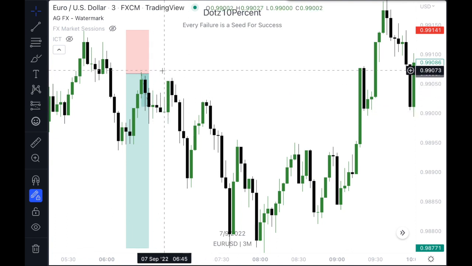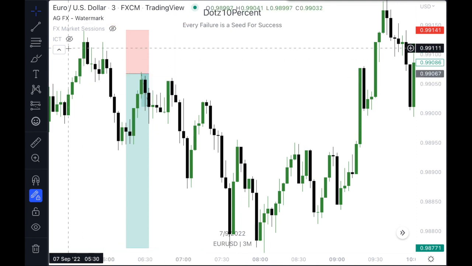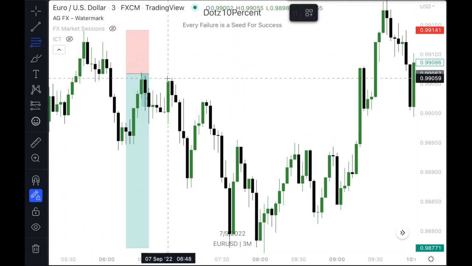Price did not take out this previous high. I respected this previous high. We like to see this when we're bearish, right? This is the first lesson again, the basics of market structure. Price then comes and creates another swing. So what did I do?